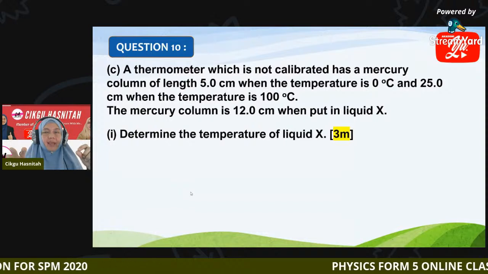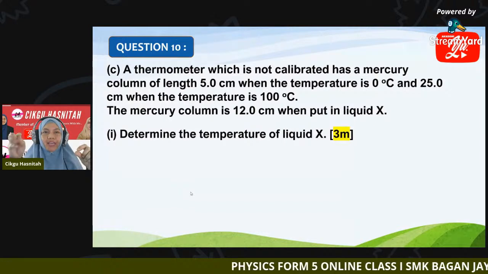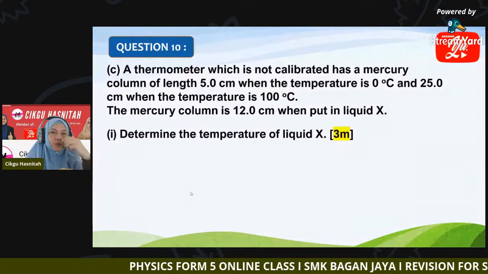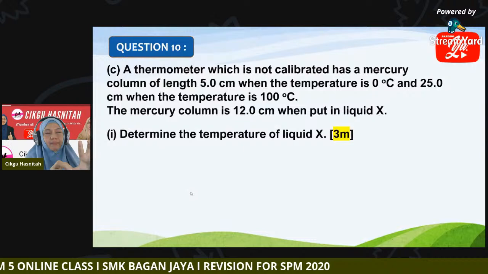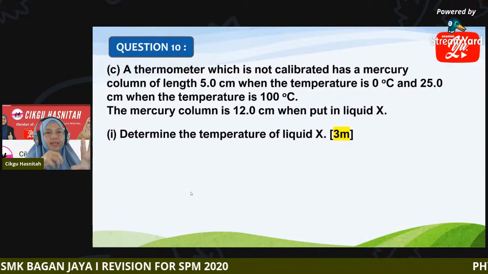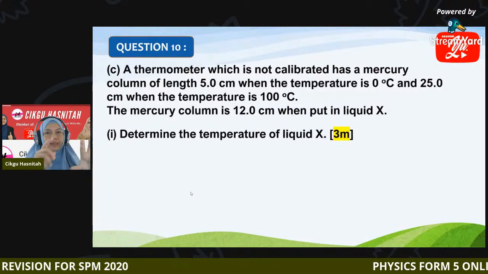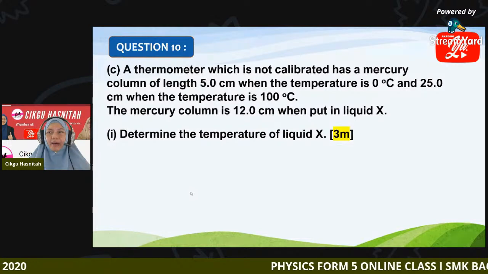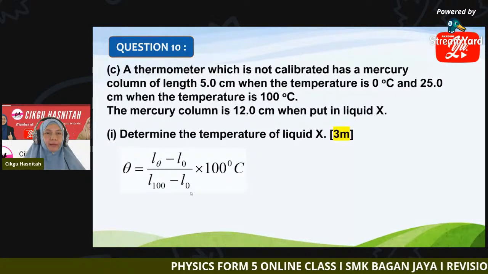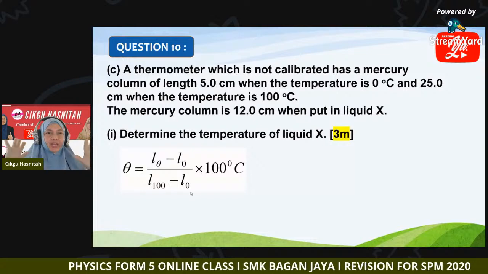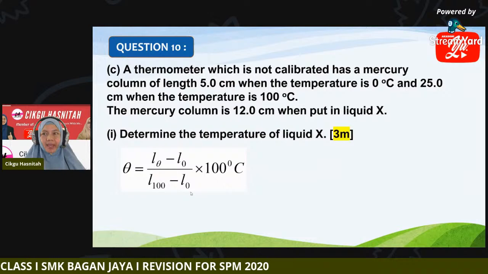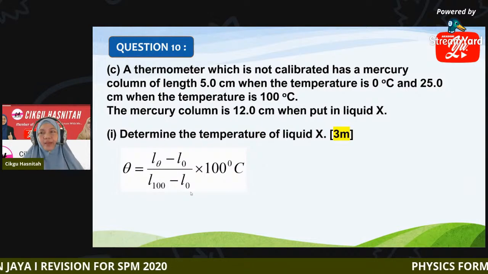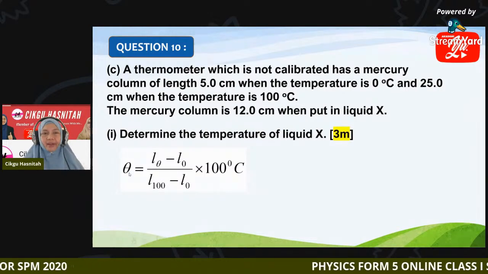Okay, and then we bring this thermometer and immerse it into liquid X, which we want to know the temperature. So now the length is 12 centimeter. So this is called L theta. Okay, so how to find the temperature? We apply this formula. I would like to remind you, this formula is not included in the formula list for paper 1 and paper 2.